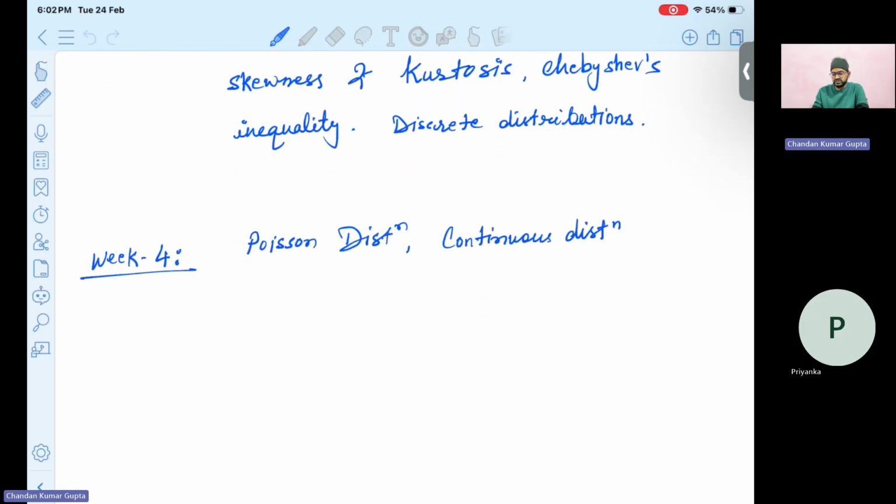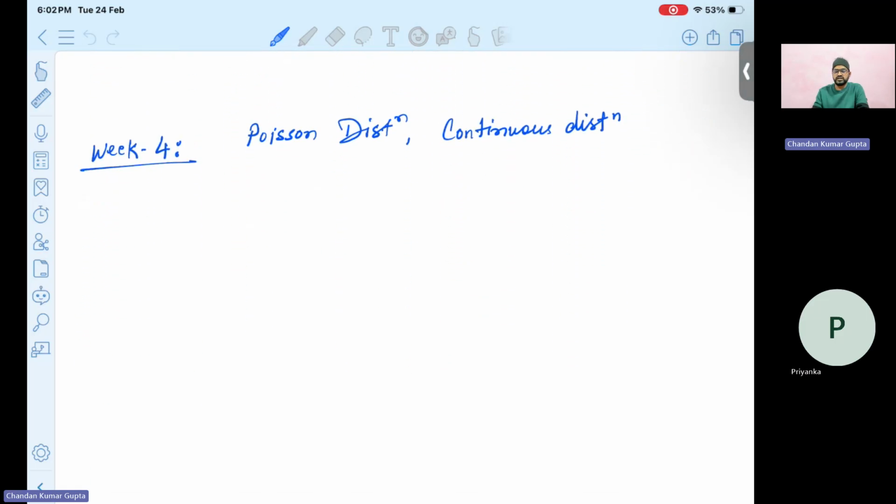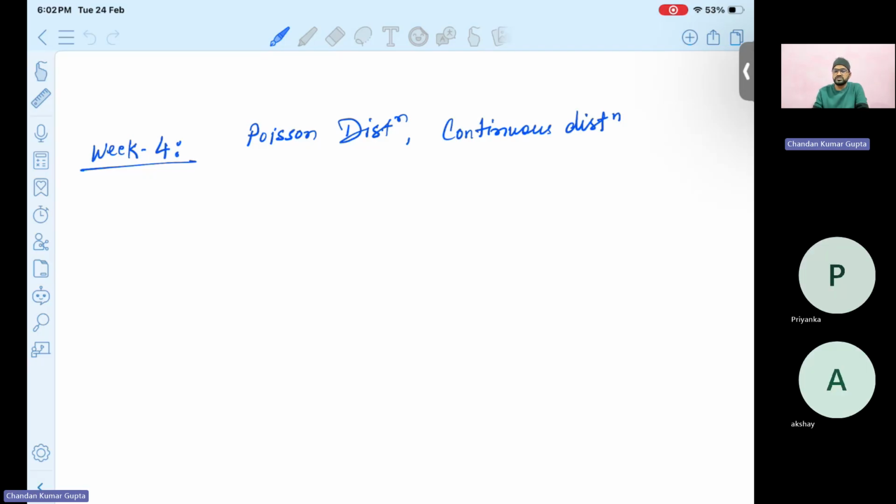In week four, we discussed the Poisson distribution and different kinds of continuous distributions like exponential distribution, beta distribution, gamma distribution, etc. Today we will discuss one very famous and very common continuous distribution, which is the normal distribution.